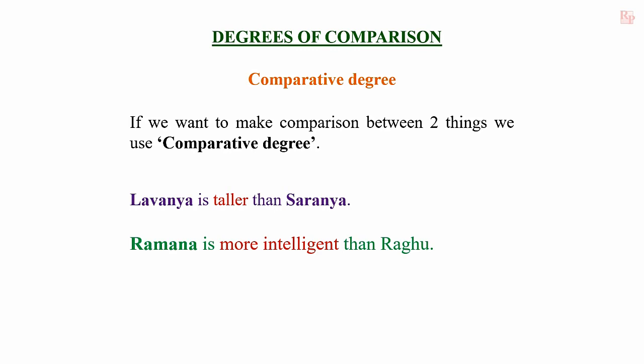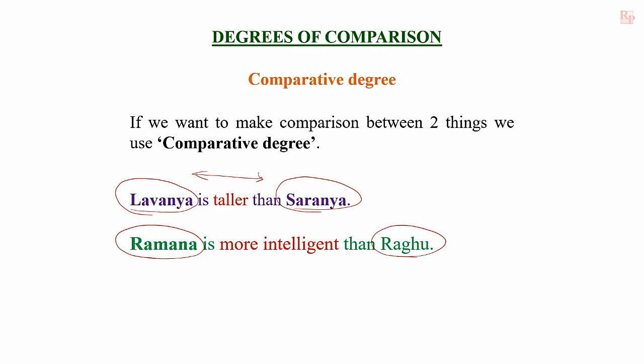Here, in the comparison between Lavanya and Saranya, two subjects are there. There is a comparison between these two nouns. In the same way, here Ramana is compared to Raghu. In the previous example, we simply said about only Raghu. Here, the comparison is being made between Raghu and Ramana. And when Ramana came, Ramana is more intelligent than Raghu. In the previous example, we just simply said Raghu is an intelligent boy, that's all. But when Ramana came, Ramana is more intelligent than Raghu.